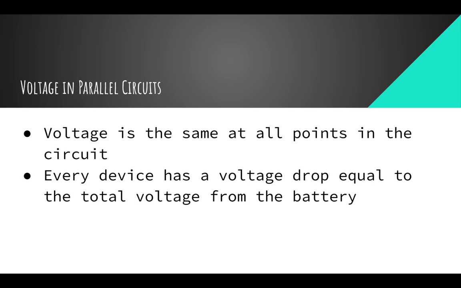So every device has a voltage drop equal to the total voltage from the battery or the outlet. If we're using a 9-volt battery, that means that every branch that's connected to that 9-volt battery will have a 9-volt voltage drop. So it will drop from that full amount across that branch.